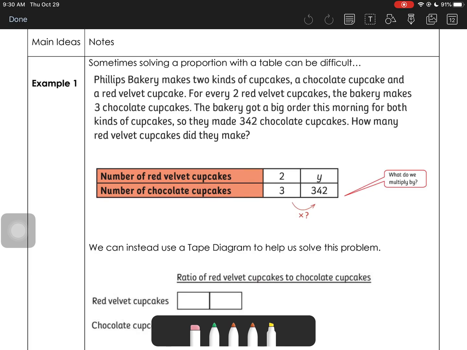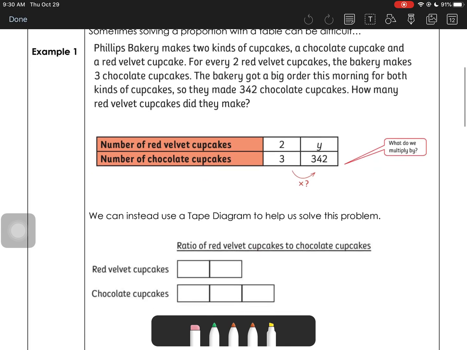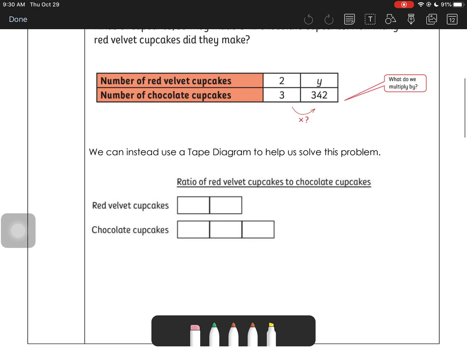It says Phillips Bakery makes two kinds of cupcakes, a chocolate cupcake and a red velvet cupcake. For every 2 red velvet cupcakes, the bakery makes 3 chocolate cupcakes. The bakery got a big order this morning for both kinds of cupcakes, so they made 342 chocolate cupcakes. How many red velvet did they make? So here's what we can use. It's called a tape diagram.